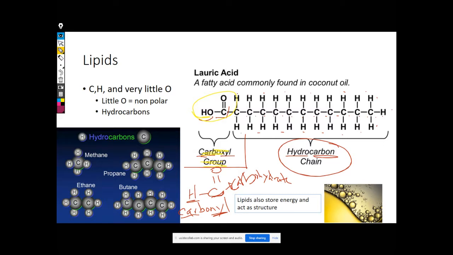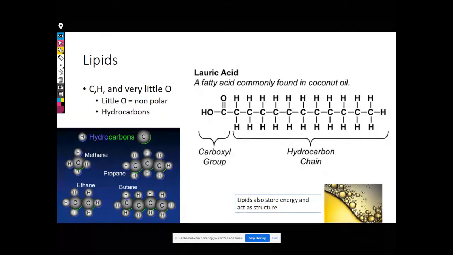Okay, so here's the key when we're thinking about lipids. This is sort of a base lipid. This is the kind of lipid that you actually would see in a stick of butter. But as I mentioned, there actually are some unique lipids that are doing more interesting jobs.